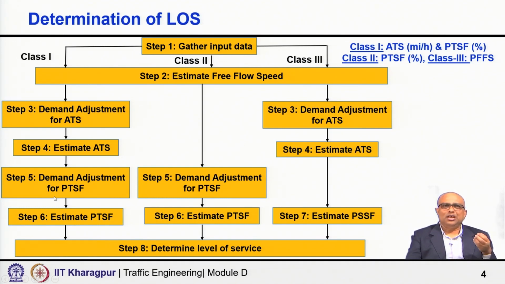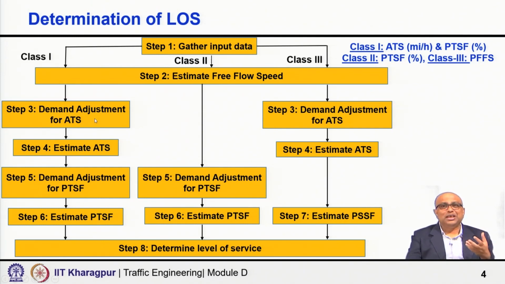Now, we shall see how we can calculate PTSF, percentage of time spent following, and these are step 5 and step 6. These are applicable for class 1 and class 2 roads, not required for class 3. Here also the demand adjustment has to be done following a nearly similar procedure to what we described for the ATS calculation, but the correction factors will be different, because the objective is different: here we are trying to calculate the PTSF and there we were trying to calculate ATS.